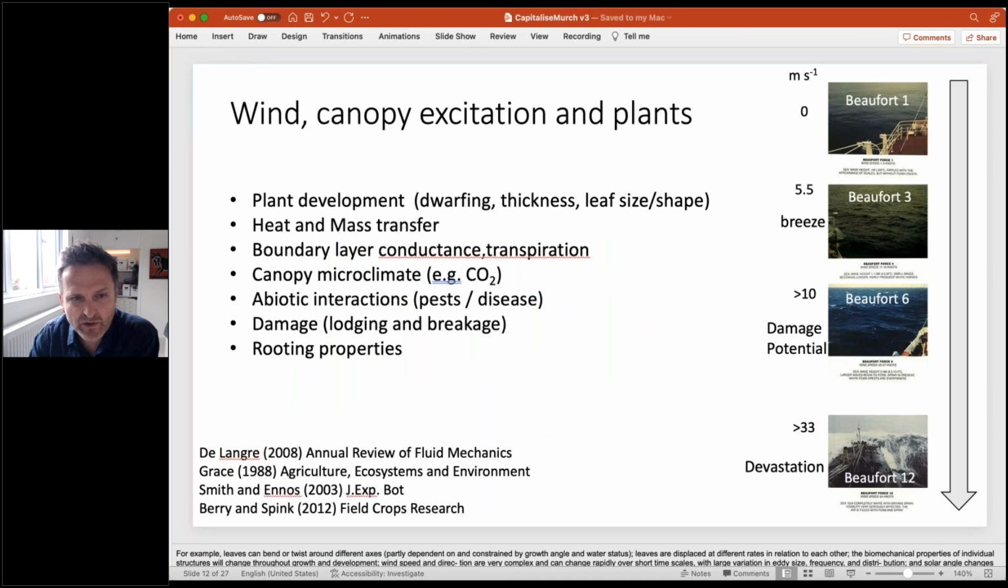Okay, so for the sake of time, I'll come back to wind. So in terms of wind, there are known effects on plants, things like development, heat and mass transfer, boundary layer conductance, microclimate, etc. And you can take a whole range of wind speeds on the Beaufort scale from 1 through to 12, that's sort of dead calm through to complete destruction. But in terms of this talk, I'm talking about light breeze. So these are not winds that cause damage, but rather winds that result in a minor movement of the canopy.